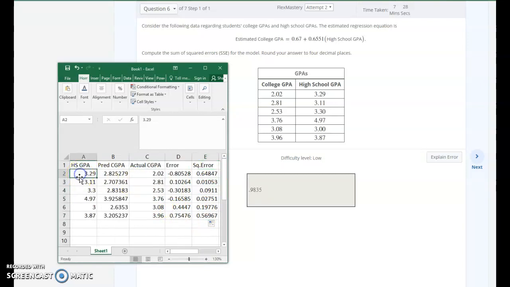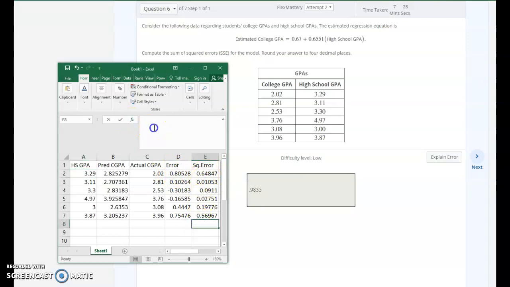For example, this very first one, given the high school GPA that he or she had, using the regression equation, we'd predict they get a 2.82 college GPA, but their actual was a 2.02. So our prediction was about negative 0.8 off, giving us this squared error.